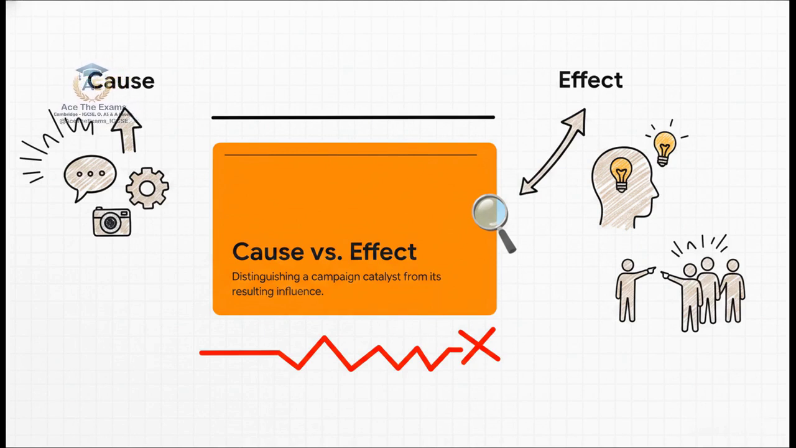To fix this, you have to use the PEEL structure when writing your text block line by line. Point, evidence, explain, link. State your point about the cause, drop your textual evidence, explain the psychological effect on the audience, and link it right back to the command word in the prompt. Keep cause and effect strictly distinct.